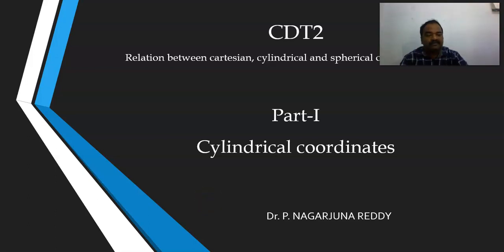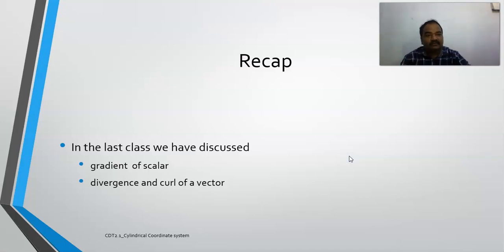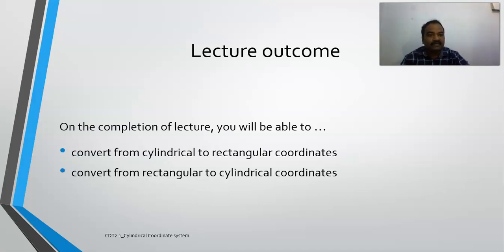Welcome back, students. In this video lecture, we will discuss cylindrical coordinate systems. In the last video lecture, we saw the different vector operations. We came across how to compute the gradient of a scalar, and we also saw how to compute the divergence and curl of a vector. We have done a few problems on gradient, divergence, and curl. And in this video lecture, I will be discussing cylindrical coordinate systems.